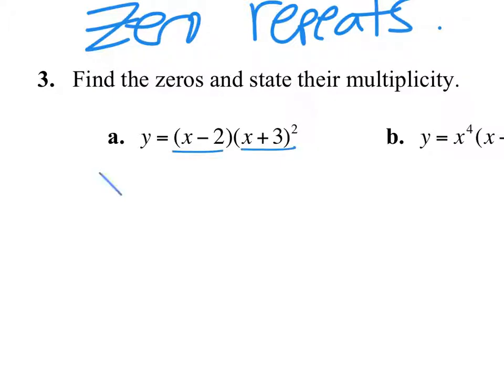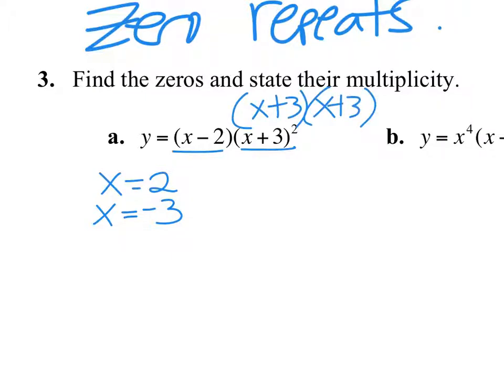And so our zeros are 2 and negative 3. And negative 3 happens twice because this is x plus 3 times x plus 3. Do you see that? It's x plus 3 squared. So that 0 happens 2 times, so we say it has a multiplicity of 2. So the 0, 2 only happens once. There's 1 factor for it. But negative 3 has 2 factors of it, so it has a multiplicity of 2.